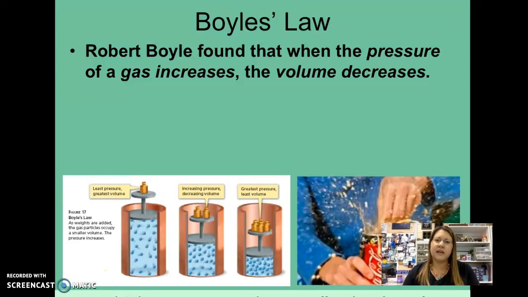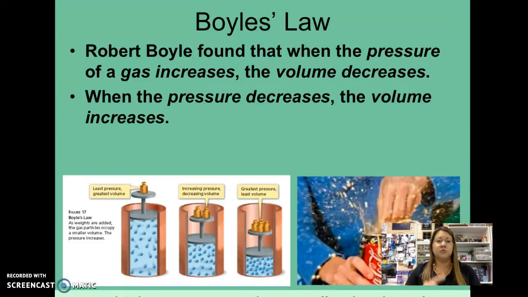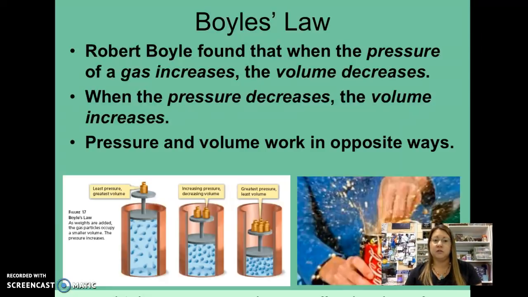Robert Boyle was a scientist who discovered that pressure and volume are related. When the pressure of a gas increases, the volume is going to decrease. And that also acts in reverse. When the pressure decreases, the volume increases. So pressure goes up, volume goes down. They act opposite to one another. So just remember, pressure's up, volume is down. And that is Boyle's law.